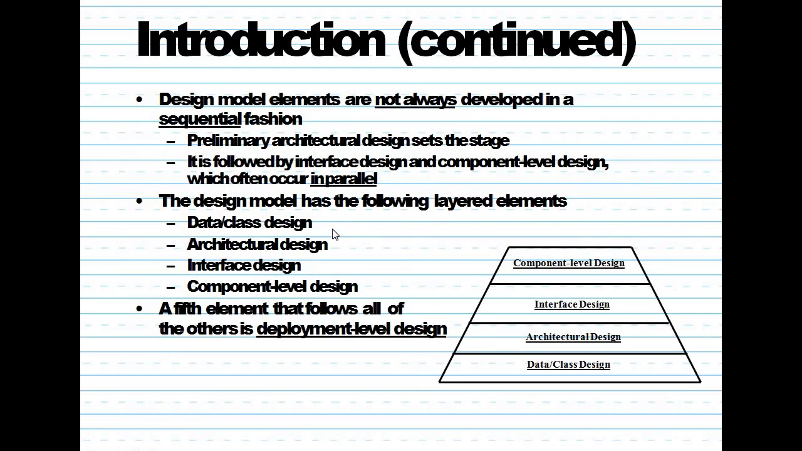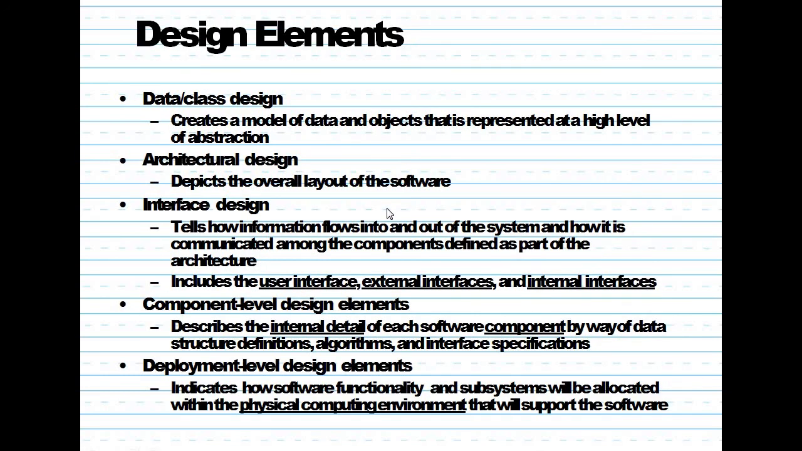The introduction continues with the design model, which is not always developed in a sequential fashion. It depends upon the requirement, or we can design with the help of UML. It may be data or class design, architecture design. It depends upon the requirement and the use of the software during the design part. In this we will follow all other development level designs also. Design elements may be class or data design, architecture design, interface design, component level design.